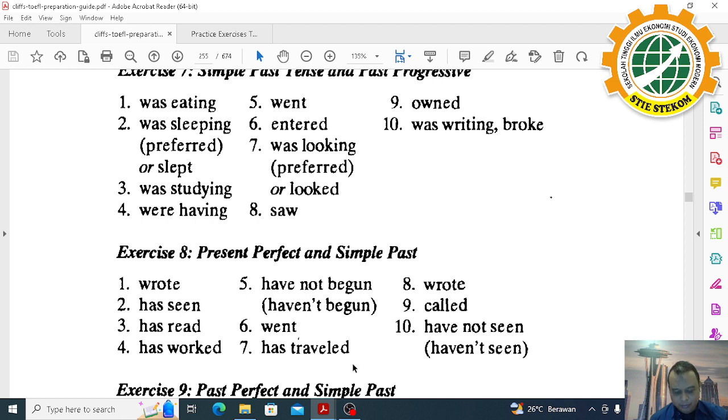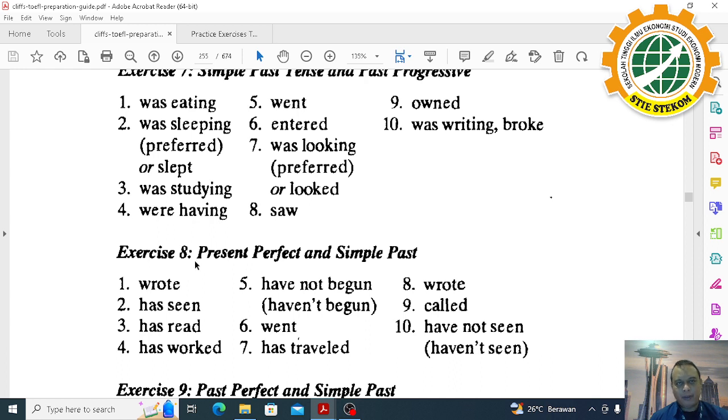Number 8, Betty blank a letter last night. Nah, ini number 8 ada kata keterangan waktu itu last night. Maka last night berarti berbicara past simple. Right? And then we have number 9, Julmero called his employer yesterday. Nah, ini ada keterangan waktu, maka pakainya adalah called. And then number 10, we blank this movie yet. Okay, we haven't seen atau we have not seen this movie yet, ya. Jadi itu untuk jawaban yang ini, perhatikan kalimatnya.